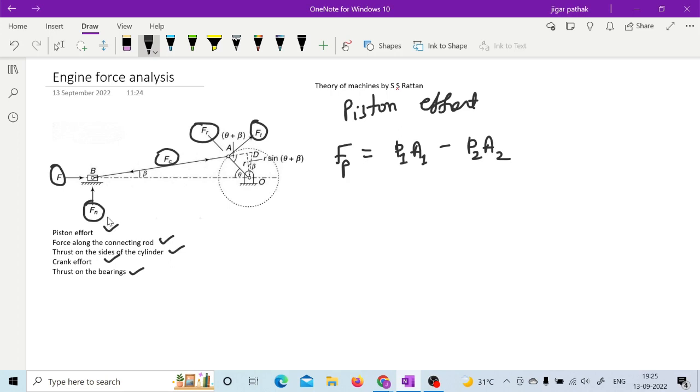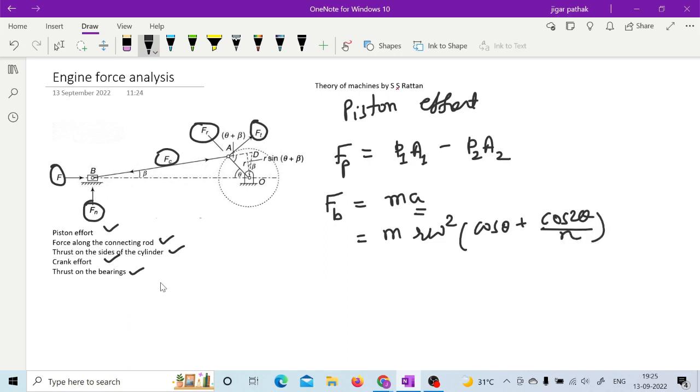Now once this force will start moving the piston, there will be inertia force, right, which will come into picture. That inertia force is given by m into a, right, acceleration. This acceleration is what we have derived earlier. So if you remember, this acceleration we have derived is r omega square into cos theta plus cos 2 theta by n, right? So this I can actually write as Fi also, to avoid any confusion. So this is inertia force, Fi is equal to mass into acceleration.